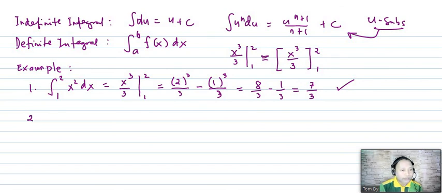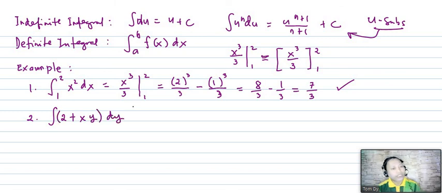Another example. Here we have 2 plus xy dy. Now take note, from my previous example, we made use of x dx or y dy with only one variable. For this case, if you have noticed, this is dy. That means with respect to y, you have to consider x as a constant. Of course, we have our limits, let's say 0 and then 2.